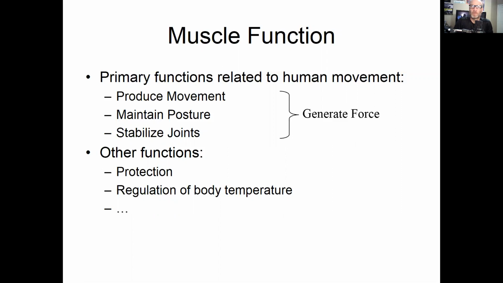But the muscle can also protect the different parts of the body. So it can protect internal organs and regulate core temperature. But really what we're interested in is the primary function of muscle as related to human movement, and that is to produce movement, maintain posture, stabilize joints. In essence, the muscle function that we're interested in is the ability of the muscle to generate force.